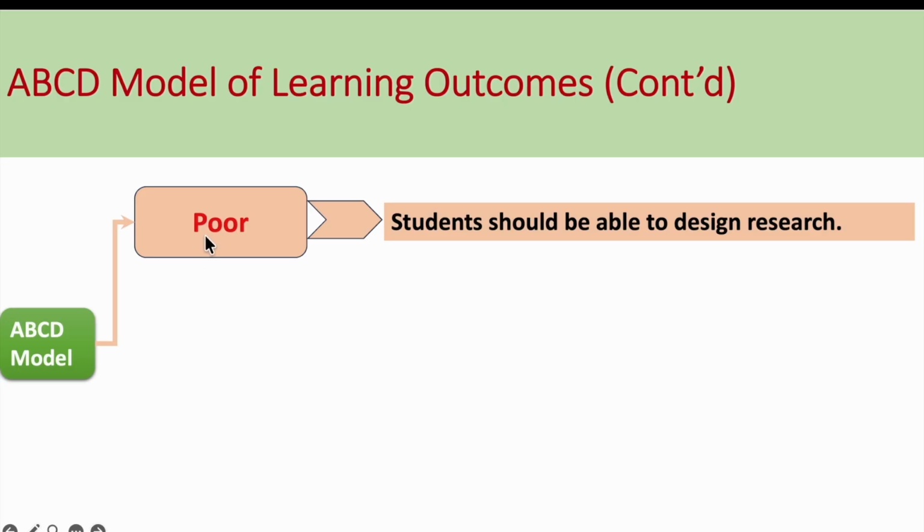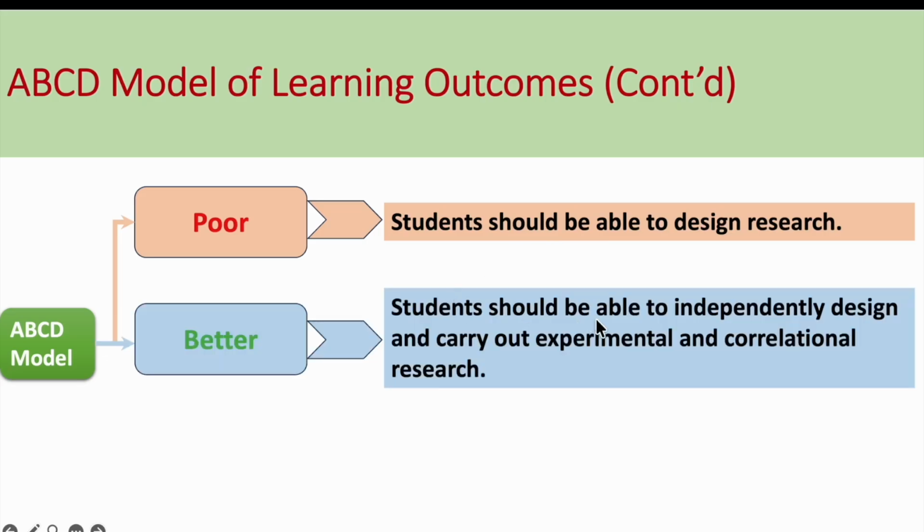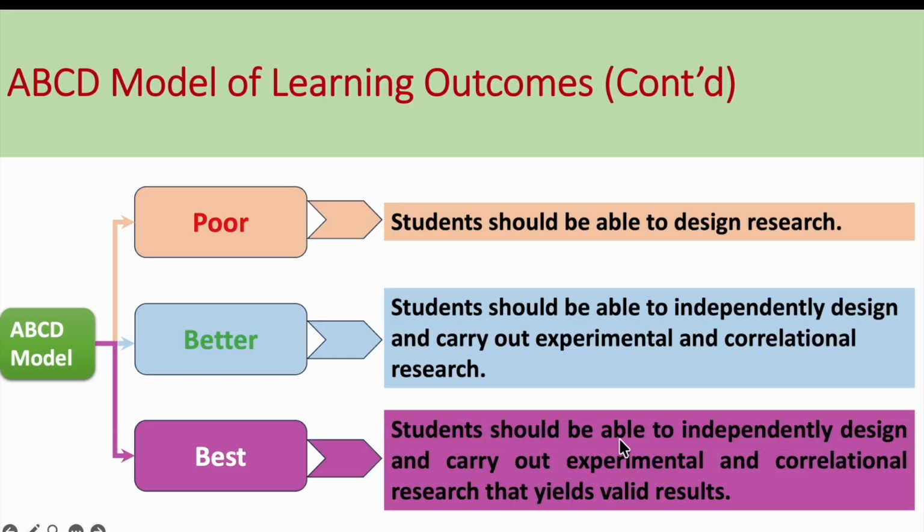Poor, you can say the student should be able to design research. Better, student should be able to independently design and carry out experimental and correlational research. Best means student should be able to independently design and carry out experimental and correlational research that yields valid results.